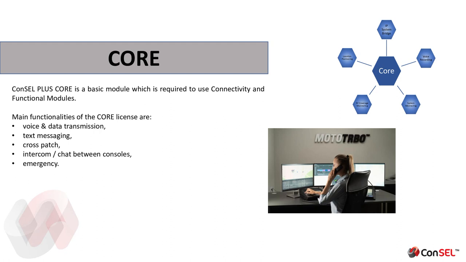After purchasing the core license, you have the opportunity to use functions such as intercom, in other words, the possibility of communication between dispatchers without involving other users of the radio network, voice and data transmission, sending messages both predefined and typed by the dispatcher, crosspatch, a solution that connects different groups or individual users. The core license also includes an emergency state, which is mandatory for many industries that require a high standard of security.